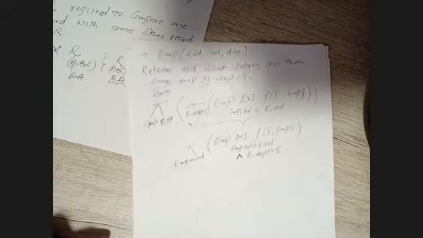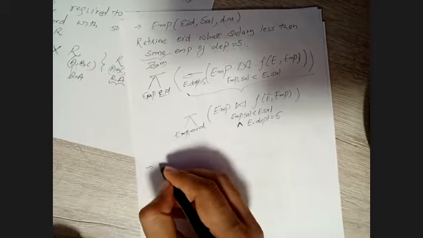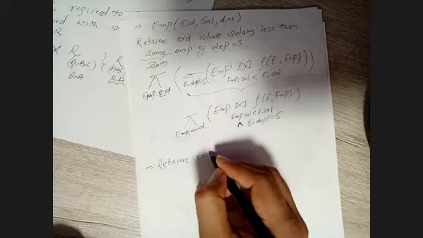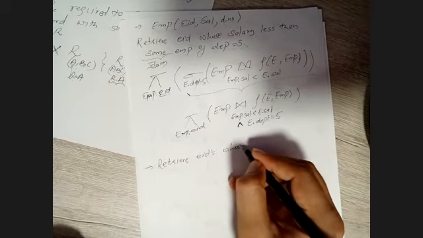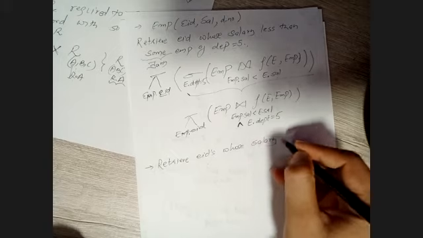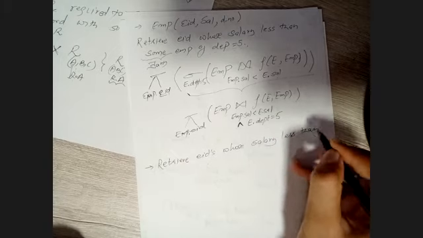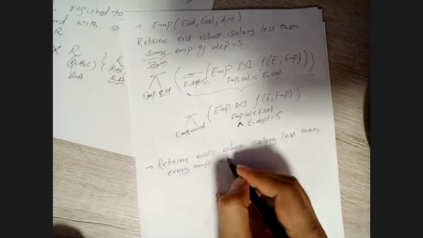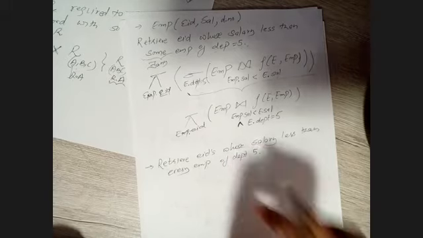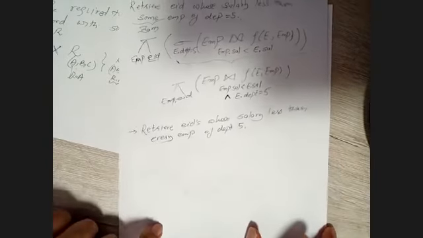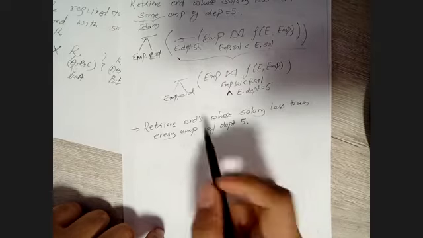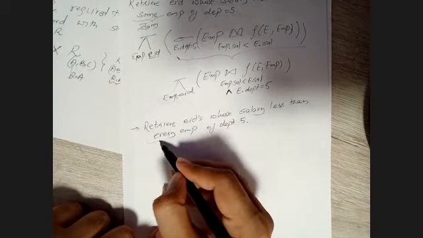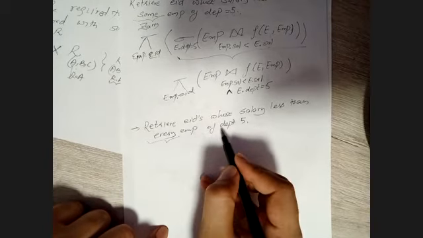Okay, go to the every part now. Let's see. My query is to retrieve EIDs whose salary is less than every employee of department 5 here. Okay, you can see, right? So we need to retrieve EIDs whose salary is less than every employee, every employee of department 5.